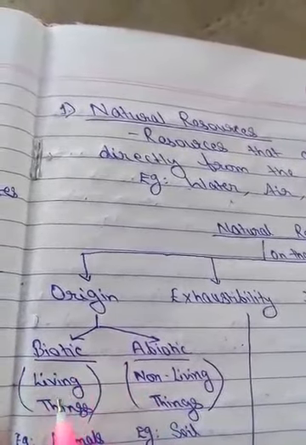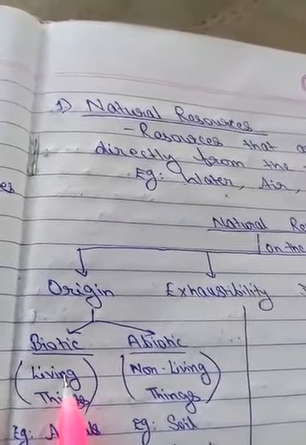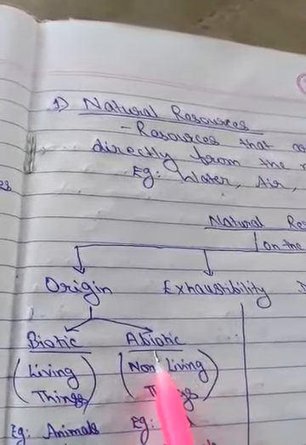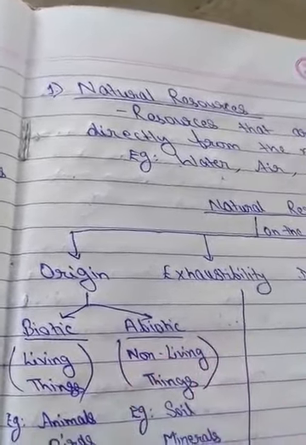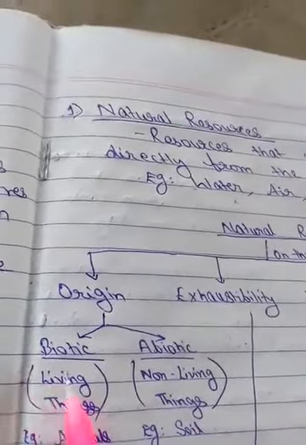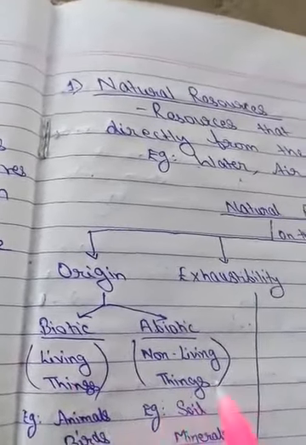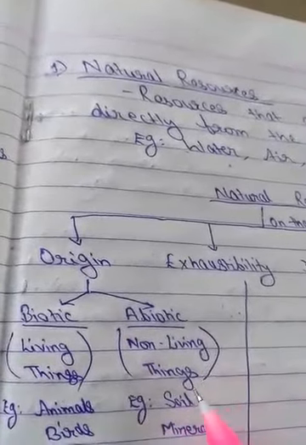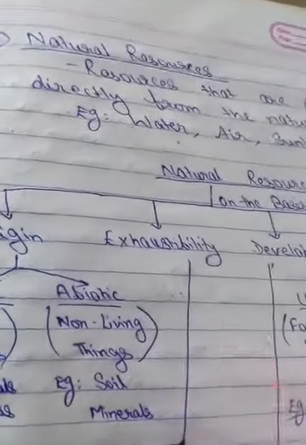Biotic resources are living things. All living things are known as biotic resources, and all non-living things are known as abiotic resources. For example, living things, examples animals and birds, and non-living things, examples soils and minerals. Okay.